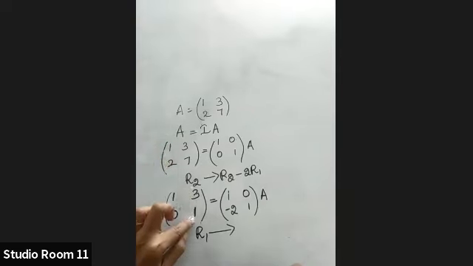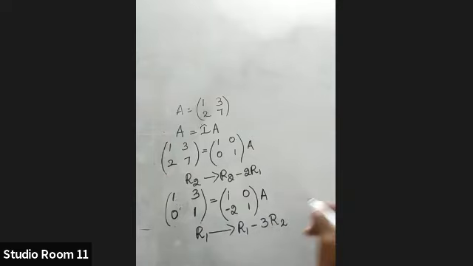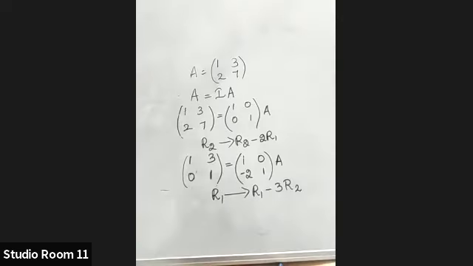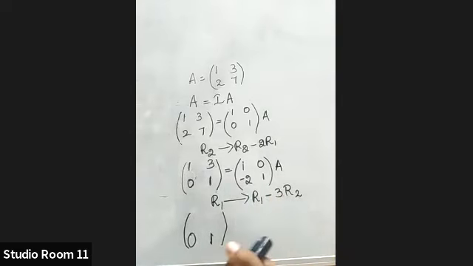We can multiply this row by 3 and we can subtract. Isn't it? Same sign means we can subtract. So R1 gets R1 minus 3 into R2. Is it correct? R1 gets R1 minus 3 into R2. First row, so first row, there is a change. Second row, no change. So I'm writing second row in the first itself. What is the change happening in the first row?